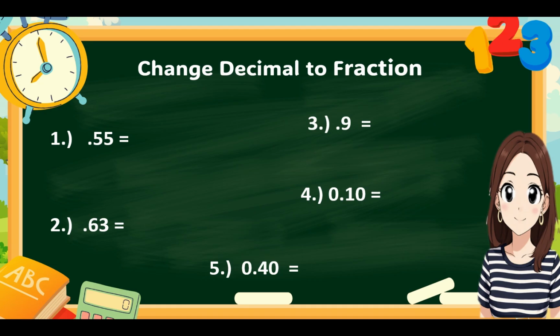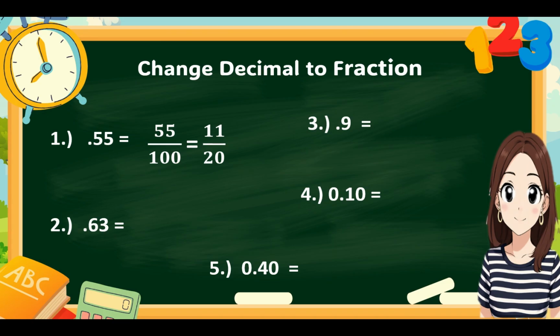Now for number 1, 55 hundredths. Since the last place value is hundredths, we write 55 over 100, so the denominator should be 100. And reduce to the lowest term. Look for the GCF, or the greatest common factor. This is the largest number that can divide both the numerator and the denominator.